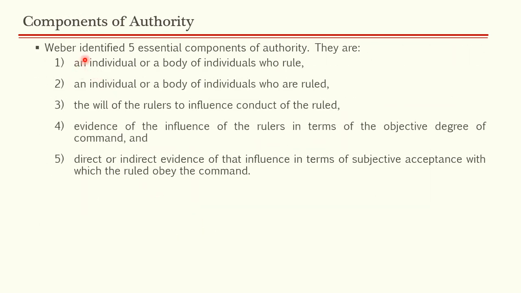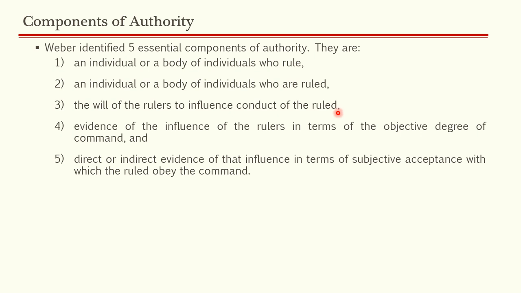Moving on, there are some components of authority that Weber gave. We will look at them. Weber identified 5 essential components of authority. They are an individual or body of individuals who rule, obviously someone who rules. Second is someone who is ruled, an individual or body of individuals who are ruled. Third is the will of the rulers to influence the conduct of the ruled. So the first component is someone who rules, the second is someone who is ruled, the third is the will of the ruler which influences people. That will of the ruler is the third component.